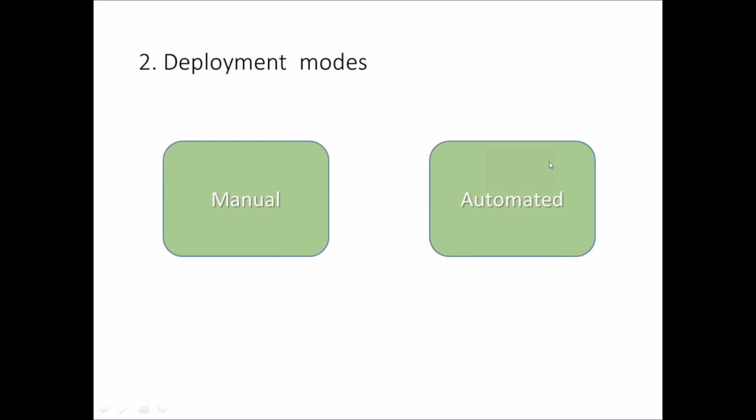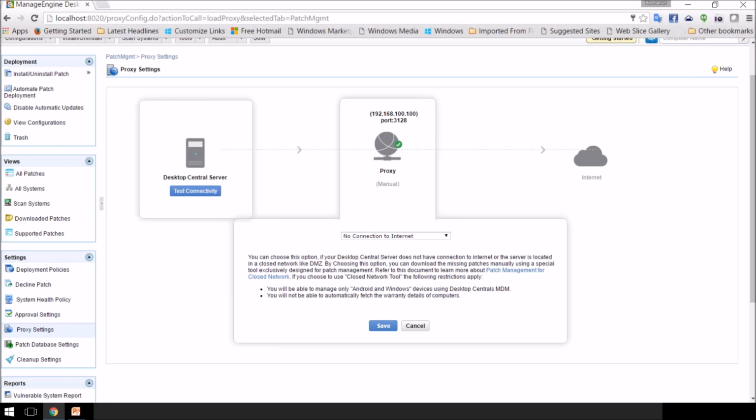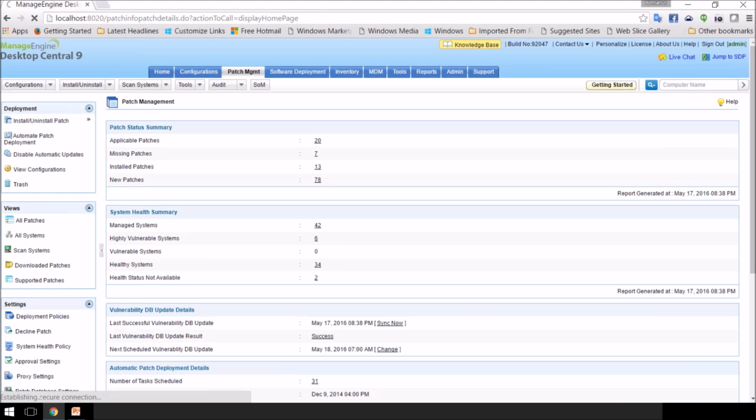Now, after knowing about the settings, what you have to do on the product side, let's see how you can deploy the patches to the client computers. There's a flexible and strategic method for the deployment, manual and automated, and how you can effectively use it. The manual mode is basically for immediate deployment when you want to do it now, and also for unapproved patches. Let me show you this in the product, so that will be easy for understanding.